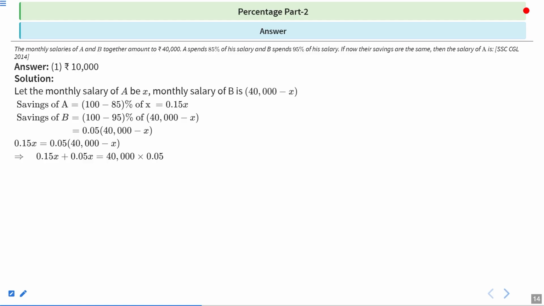So we get 0.15X plus 0.05X equals 40,000 multiplying by 0.05. When we simplify it, we get 0.2X equals 2000. So X will become 10,000 rupees. So first one is the correct answer. Next one.